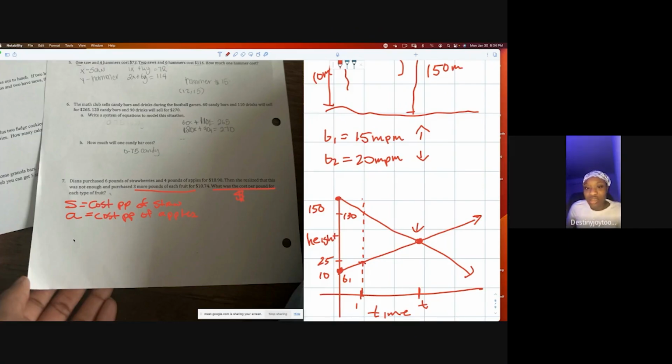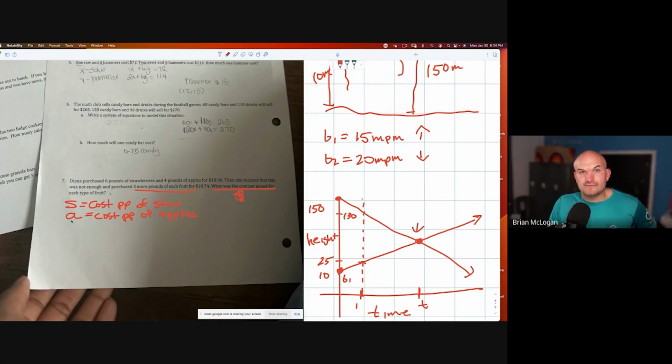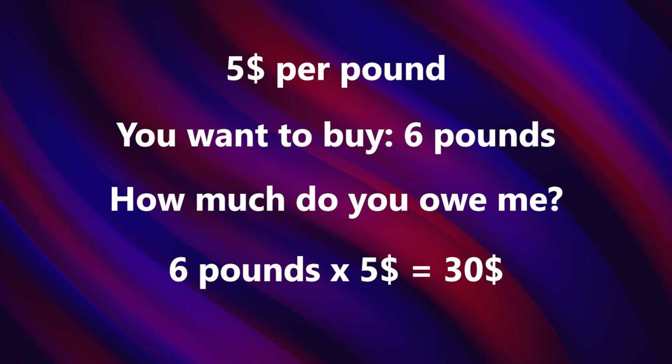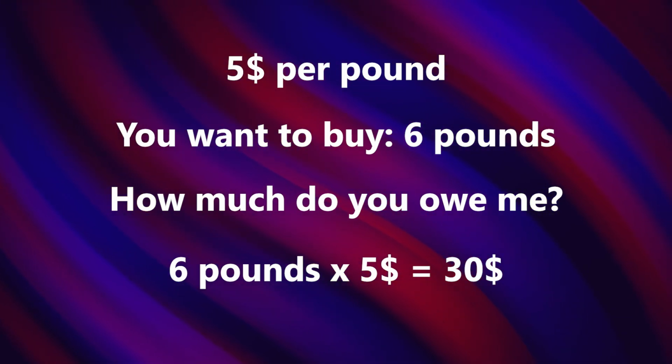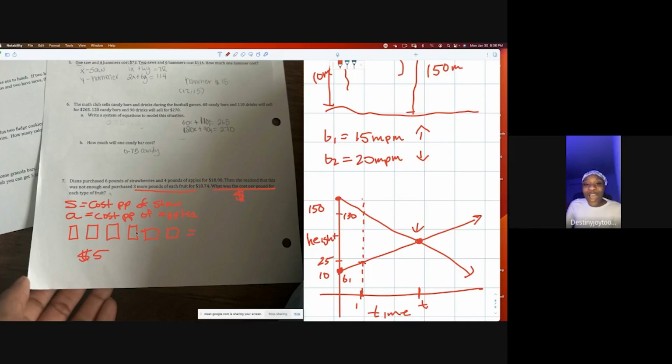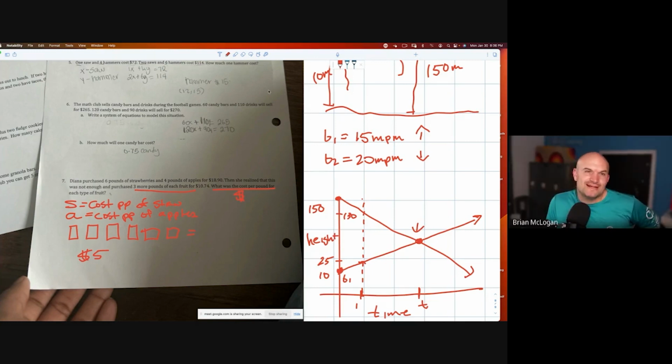Just think of like money. It's $5 per pound. You have 6 pounds. How much are you going to owe me? 30. Yeah, 30. Now, what did you do? Did you count them up? You just multiply, right? That's what I was trying to get to.